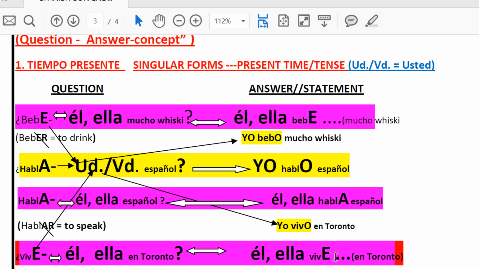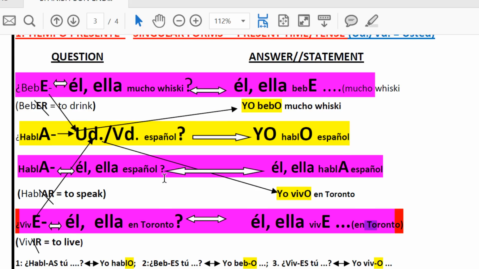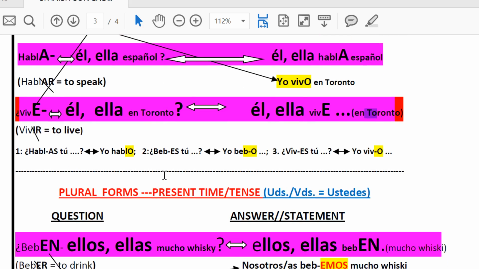And you can put it in the negative also. Él no vive en Toronto, or ella no vive en Toronto. Now, this is for the singular. Now we could go on to the plural if you wanted to ask the plural.